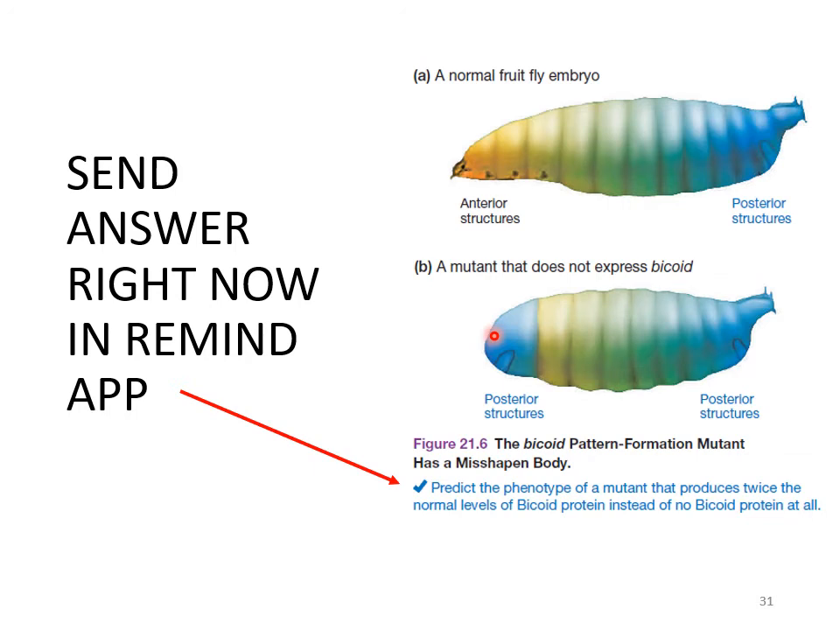So now what I want you to do is to send me in the Remind app right now, okay? Please don't forget to do this. Send me in the Remind app what you think would then happen if a mutant produces twice as much bicoid. So this figure shows what happens when there's no bicoid. What do you think would happen when there is double the amount of bicoid, and why?